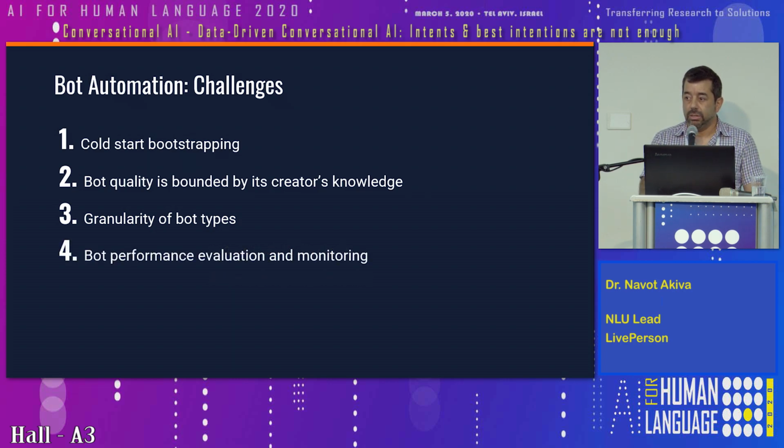And the last, and kind of most important, is bot performance and evaluation. Identifying what is going wrong with the bot, monitoring it, is one of the challenges that companies today are facing, all the major players. It's an important issue. So we talked about intent detection and various challenges. We talked about bots, or automating conversations, and the main challenges that we know today.